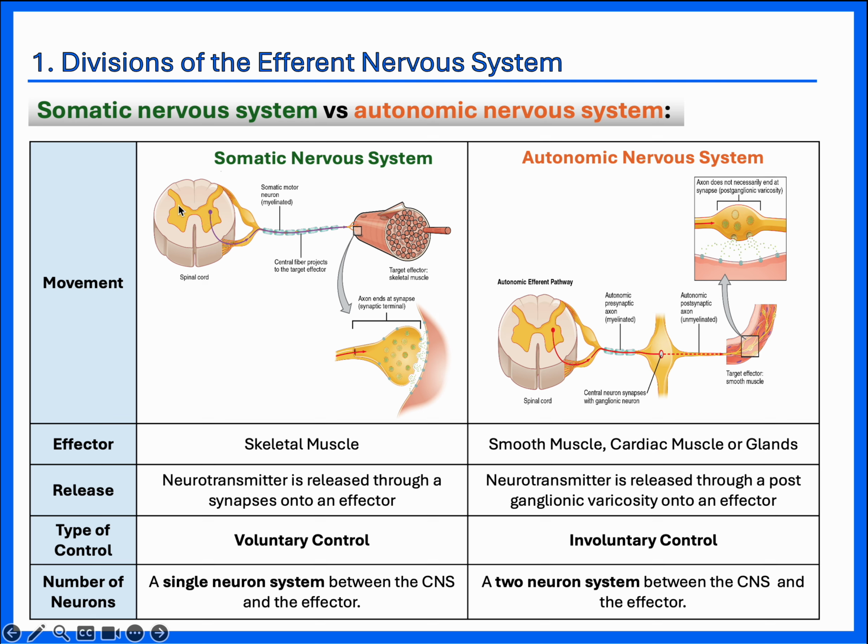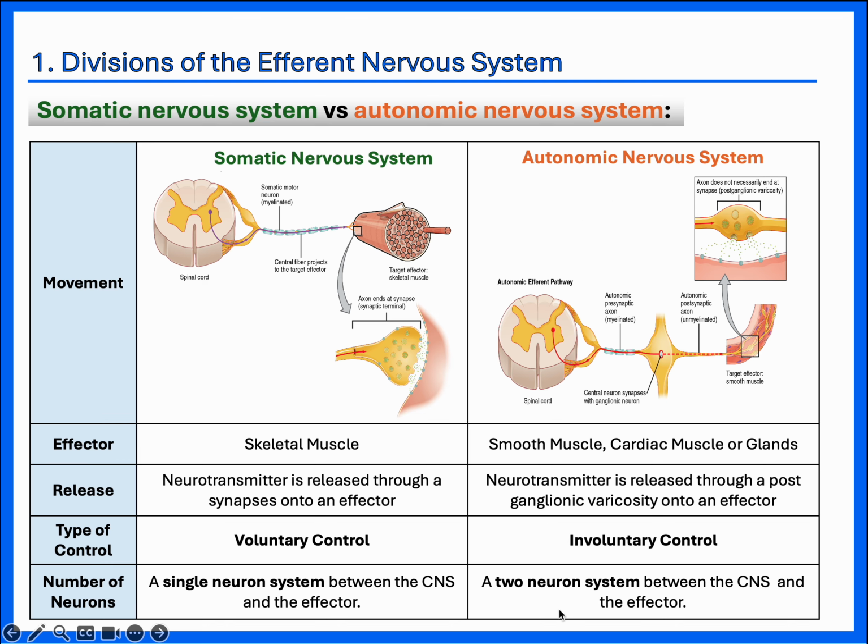And then the number of neurons. Here I want you to see that in the somatic nervous system, from the spinal cord, the CNS, one neuron exits and it goes directly to the target, the skeletal muscle. Like let's say it's going to your bicep, it's just going to be one motor neuron, one multipolar neuron exiting from the spinal cord out.